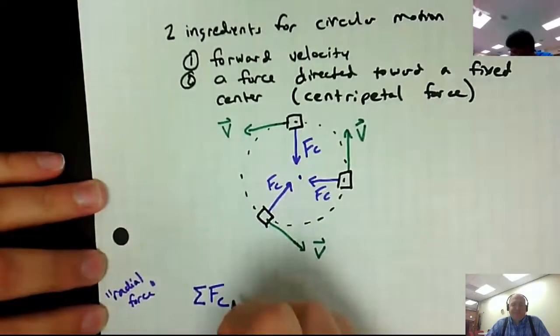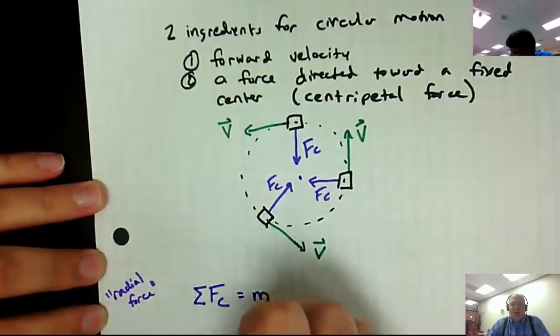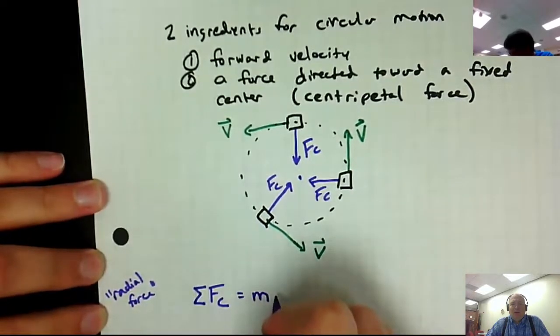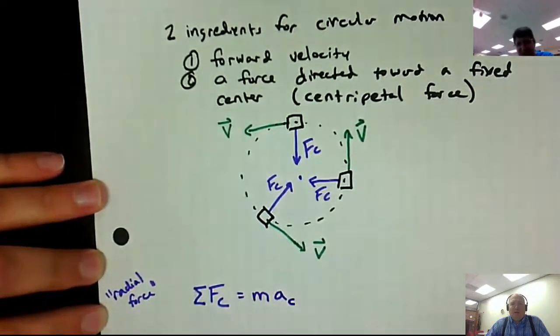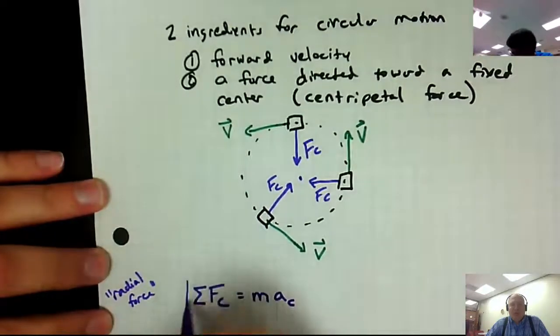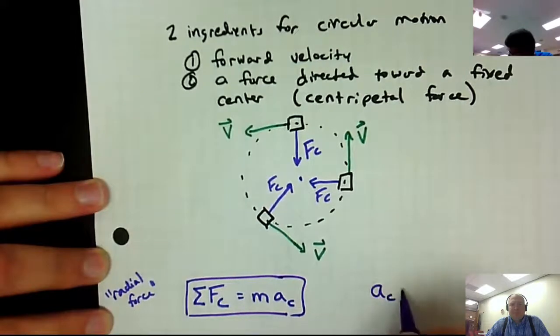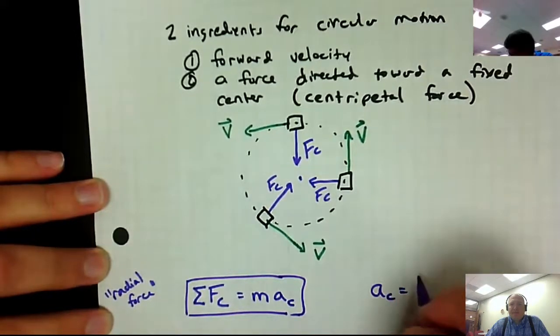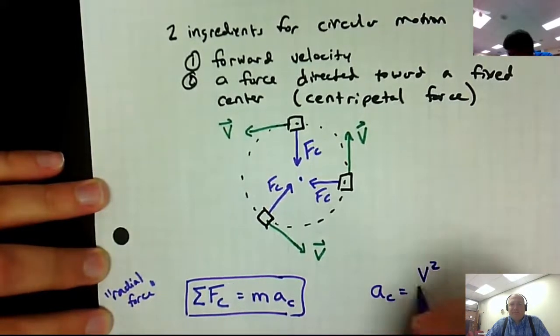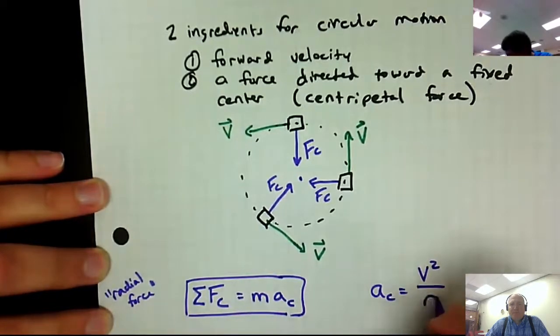But net force is equal to mass times acceleration. So we're going to say that the centripetal net force is equal to mass times the centripetal acceleration. So this is one equation for you. Cool. And the other equation is the centripetal acceleration equation, which is v squared over r.